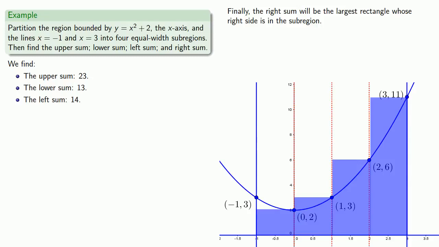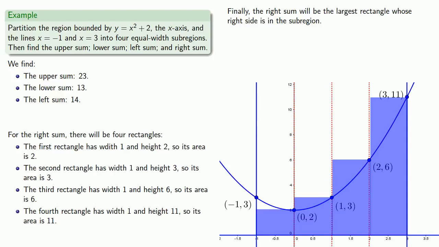and then compute the areas of the individual rectangles. Then, adding these together will give us our right sum. Now all of these give us an approximation to the area of the region. The upper sum is guaranteed to be greater than the area, the lower sum is guaranteed to be less than the area, and the left and right sums are guaranteed to be somewhere around the area, though we don't know whether they are too big or too small.